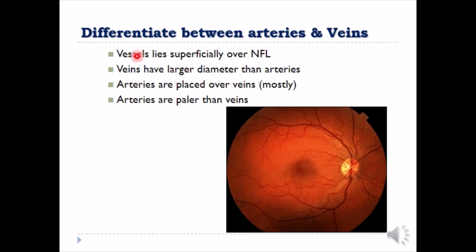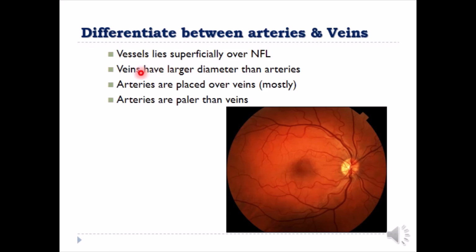All the blood vessels, whether arteries or veins, are superficial over the nerve fiber layer. You remember the nerve fiber layer is the ninth layer, sitting closer to the vitreous. That is the internal limiting membrane and nerve fiber layer. The nerve fiber layer is the ninth one, sitting very close to the vitreous. So all the blood vessels are located on the nerve fiber layer.